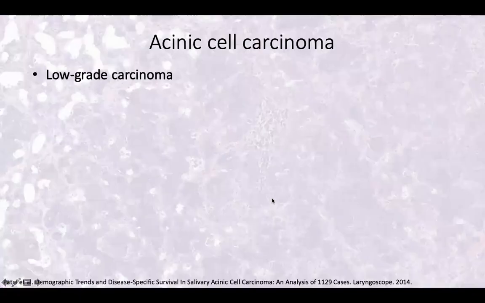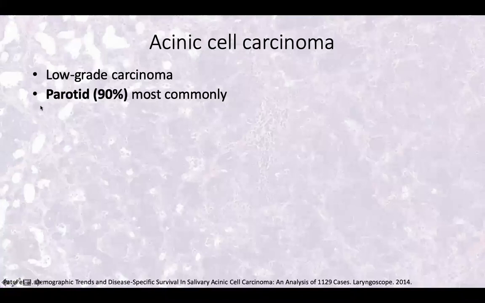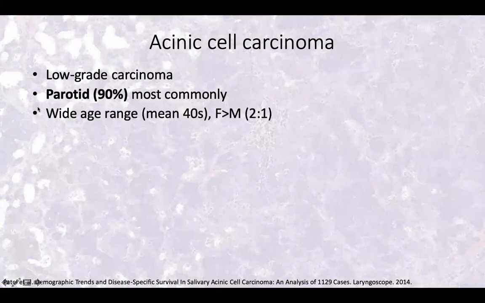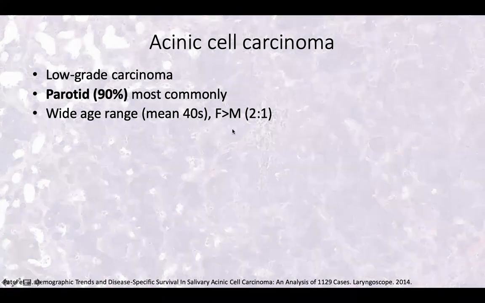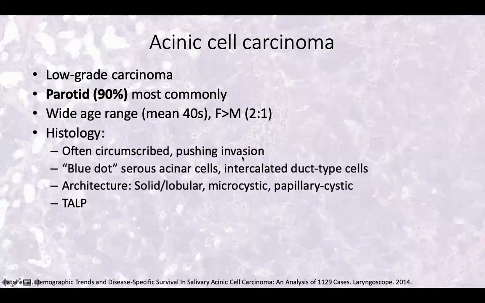So acinic cell carcinoma. This is a low-grade carcinoma. The majority of these occur in the parotid, which makes sense because that's where you have most of these serous zymogen granule rich acinar cells. Wide age range, though this can occur in children and younger patients, and the mean is actually people in their 40s. So I'm approaching this age group, and there is a slight female predominance. We just described the morphology, so I'll spare you going into all of this in detail.